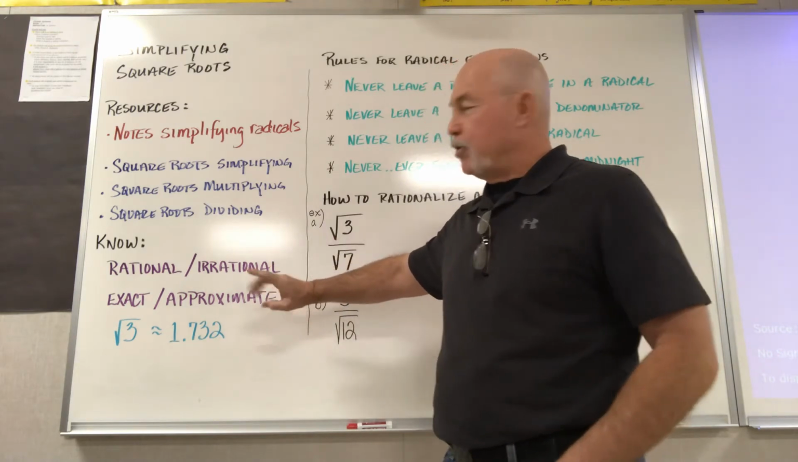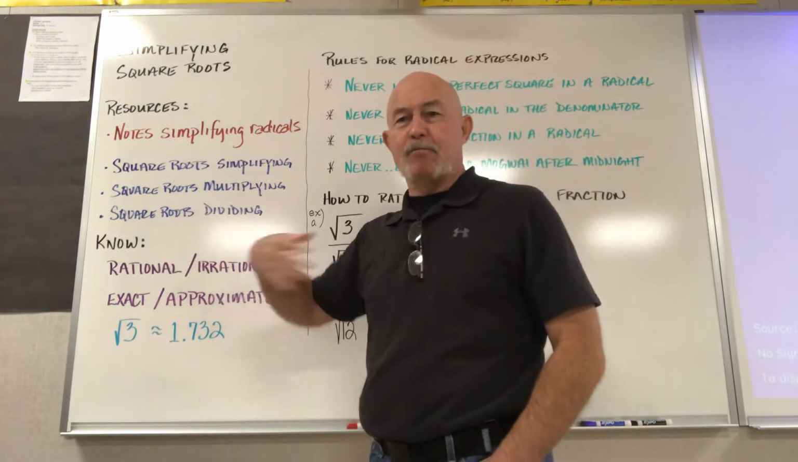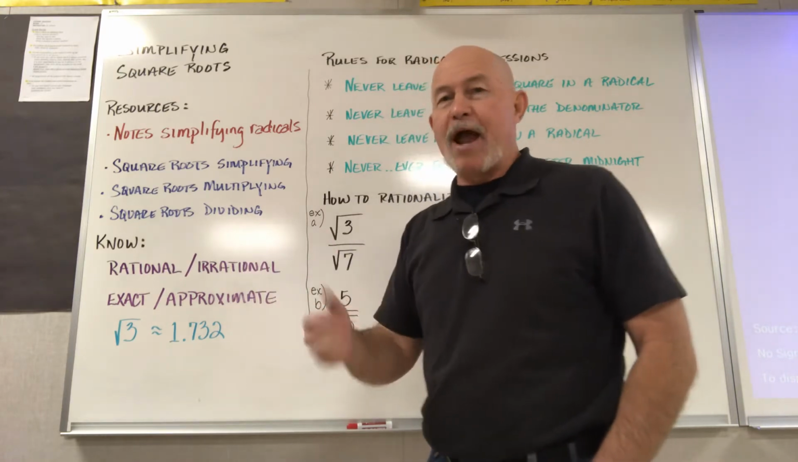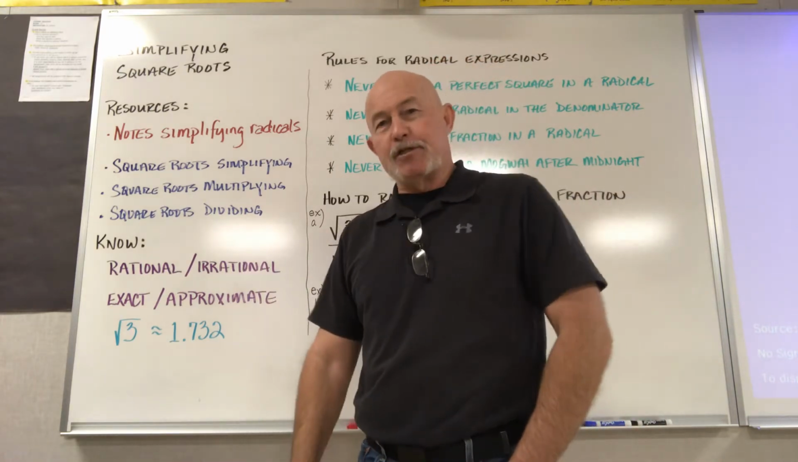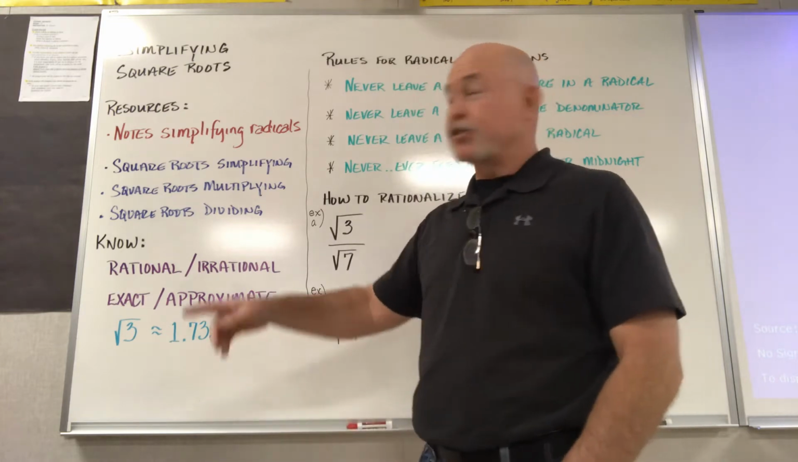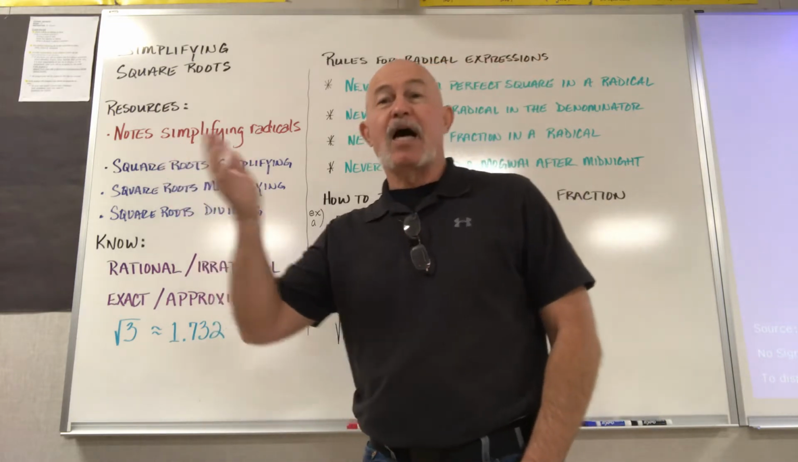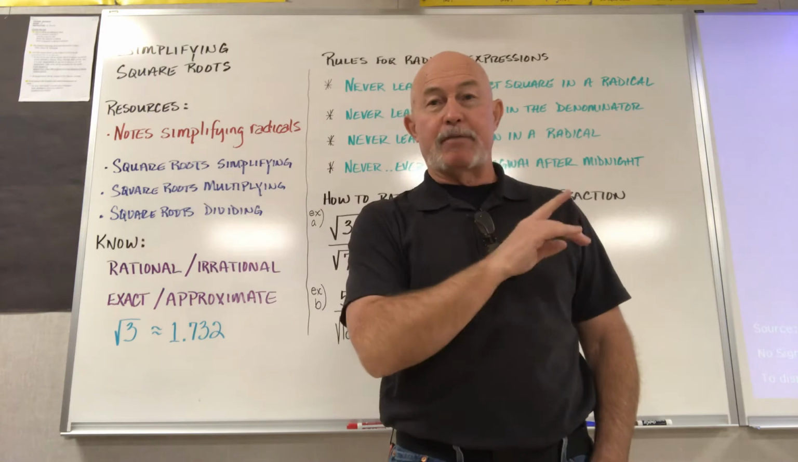The difference between rational and irrational numbers. We review that real quick. Rational: the number 5 is rational. Pi is irrational. Irrational is a non-repeating decimal number.